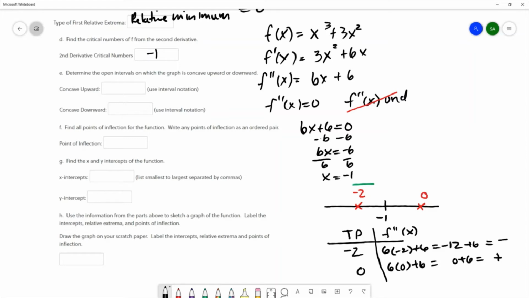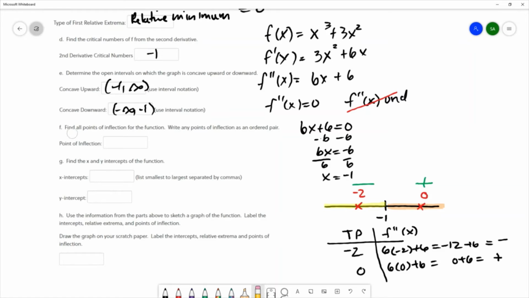So we have a positive on that interval. A negative is concave down and a positive is concave up. So on this interval here from -infinity to -1, our function is concave down. And on this interval where the second derivative is positive, our function will be concave up, and that is -1 to infinity.